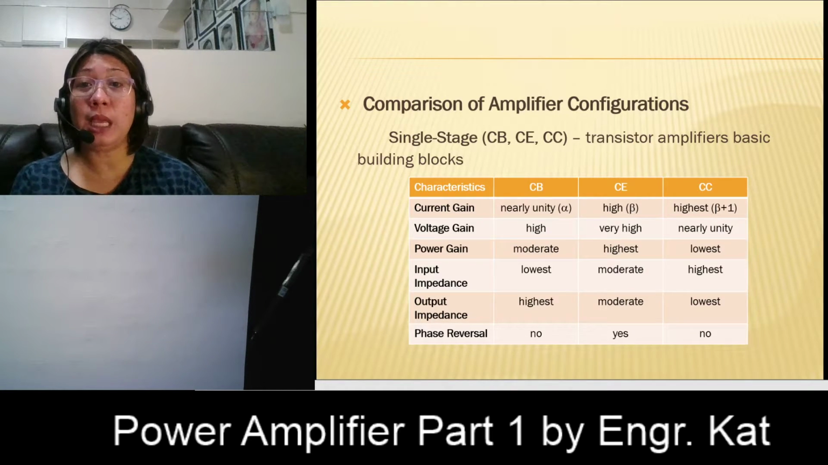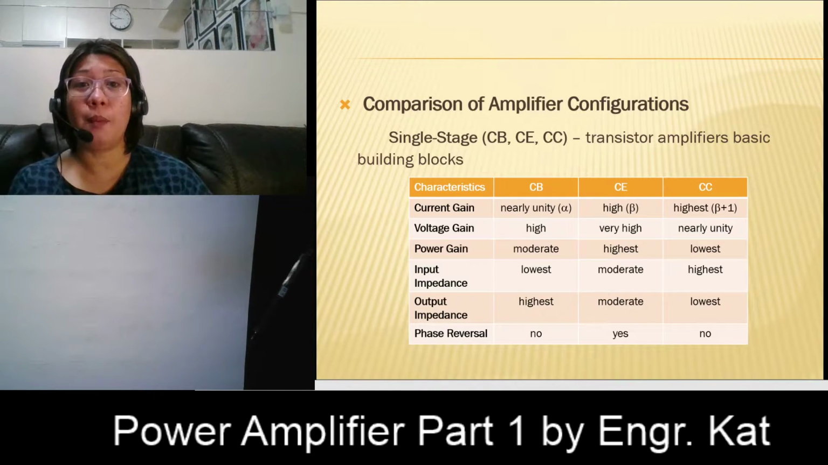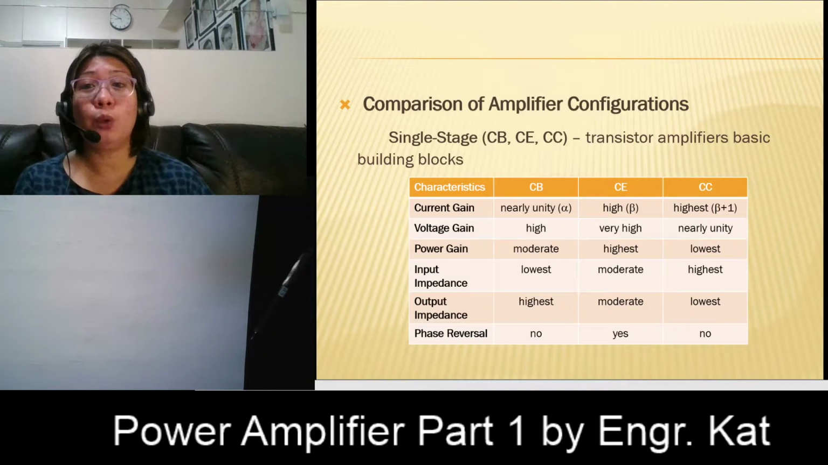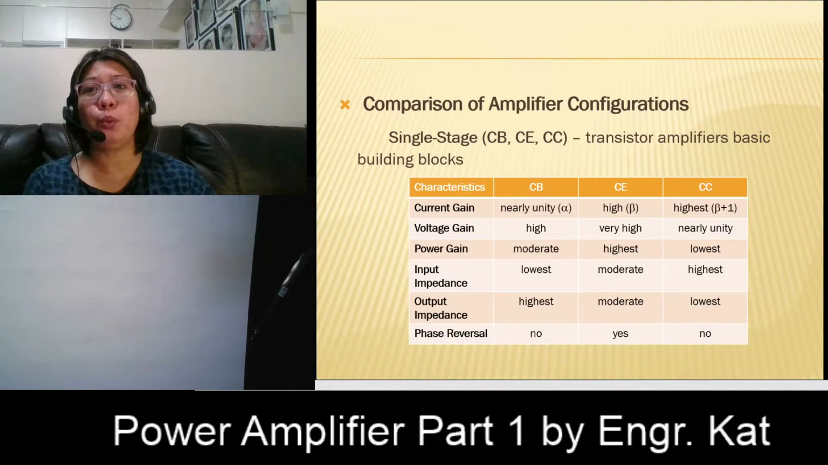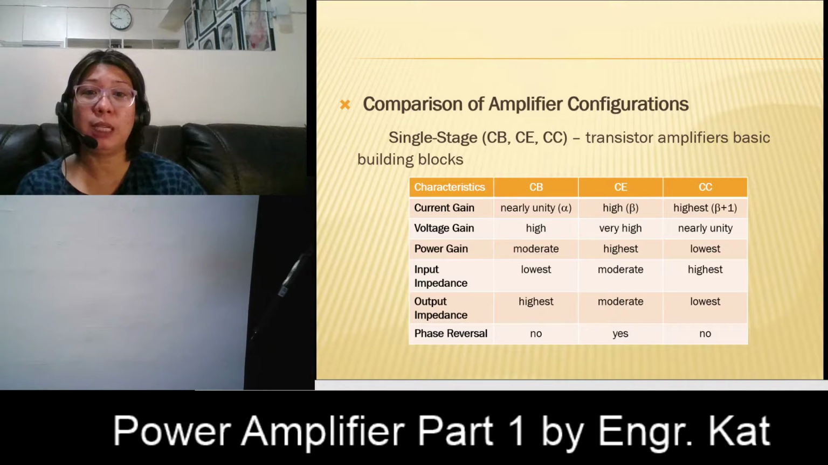Usually the common base and the common collector come together because of what we call impedance matching. Common base has the lowest input impedance. Therefore, to compensate for that, we usually place a common collector, which has the characteristic on the other side, the highest input impedance. So we usually place common collector before common base, to compensate for the characteristic of common base having the lowest input impedance.